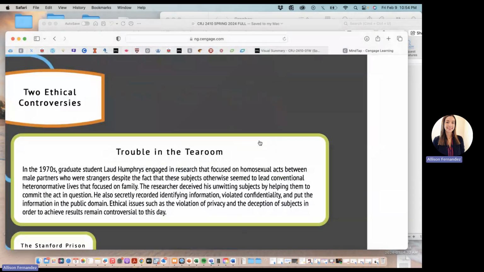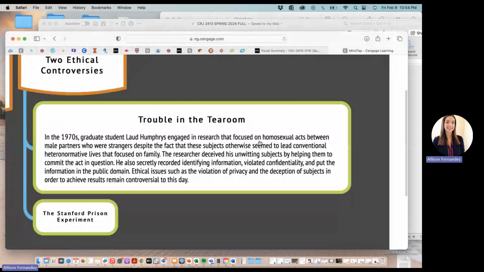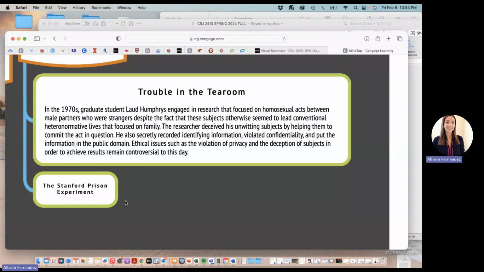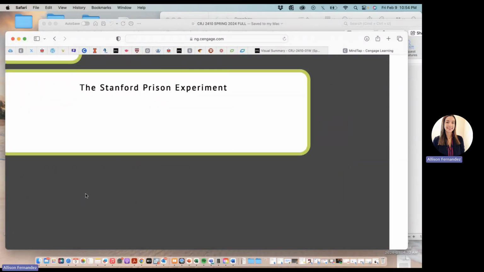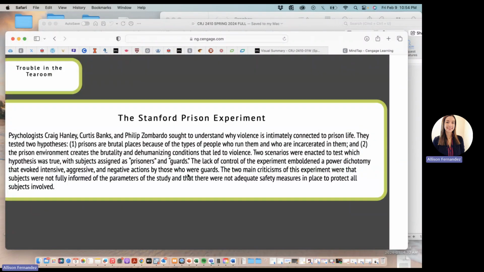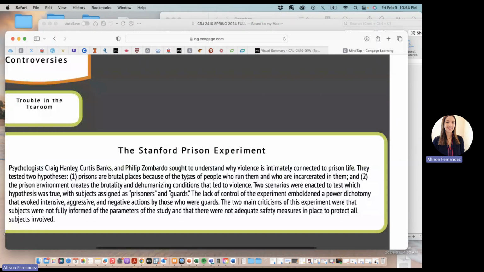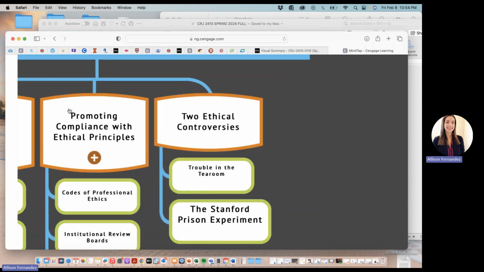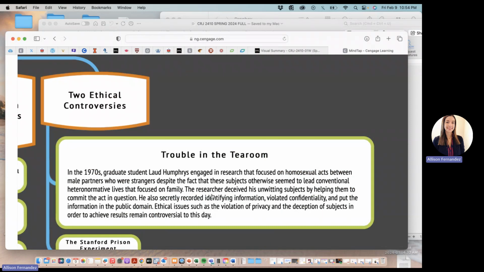So there are certain participants that receive a little more protection. All right, and then to end today, we have 2 ethical controversies that I mentioned that you may want to go over, or you will need to go over them, and I'm sure they'll be in your MindTap material as well. So the Stanford prison experiment is probably the more important one that I would want you to pay attention to when you're reading through your material, and then Trouble in the Tea Room as well.